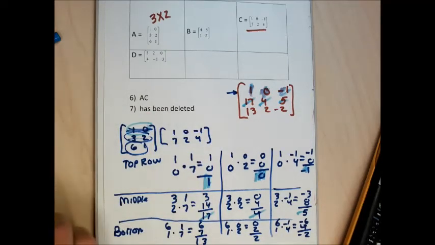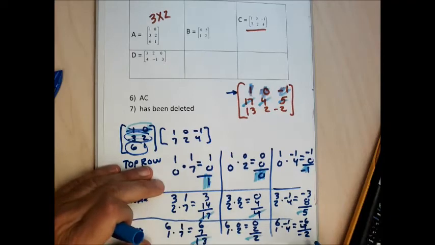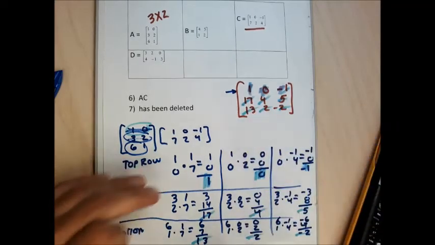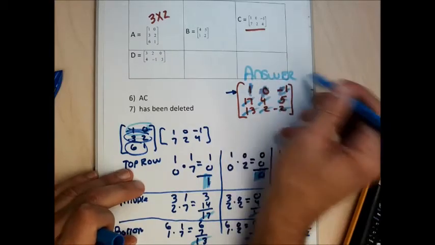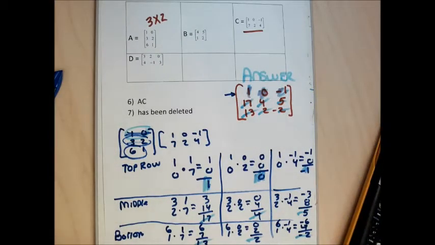And that 13, 2, negative 2 is that. So this is the answer. And you don't have to do matrix multiplication by hand, but you certainly are welcome to do it by hand.